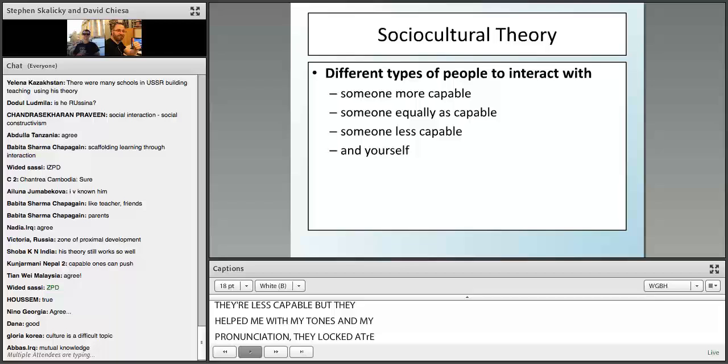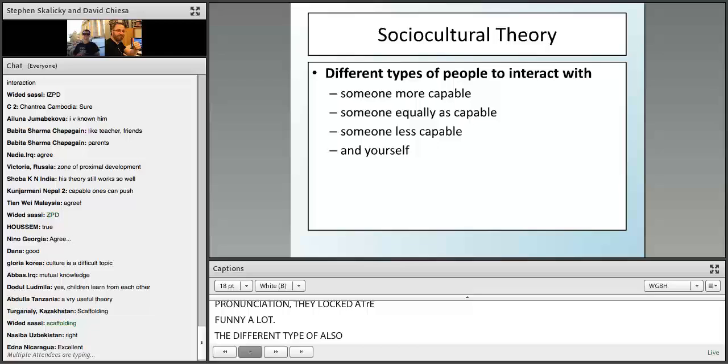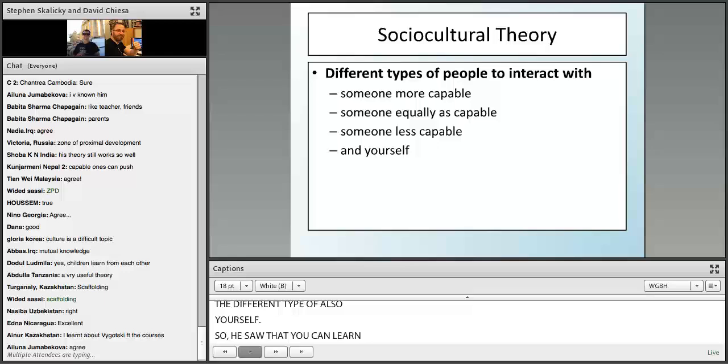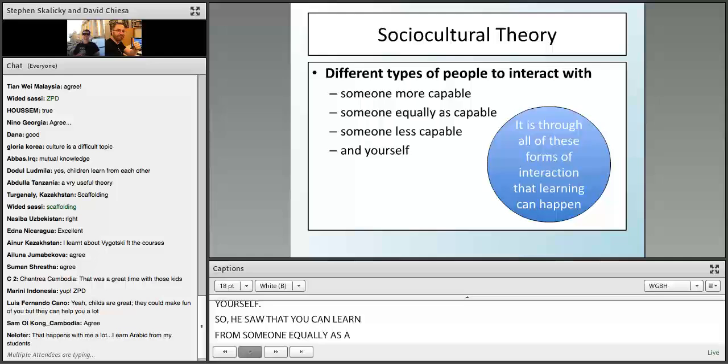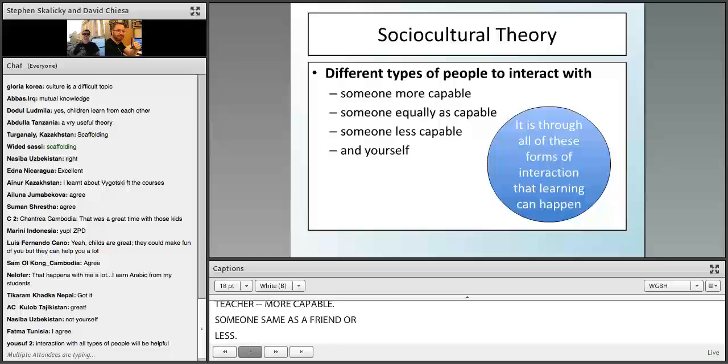And so Vygotsky saw that you can learn from someone more capable, like a teacher, someone equally as capable, like a friend, someone less capable, like a young child, for example, helping me, and also myself. And he talked about scaffolding. And so it is through all of these forms of interaction that learning can happen.